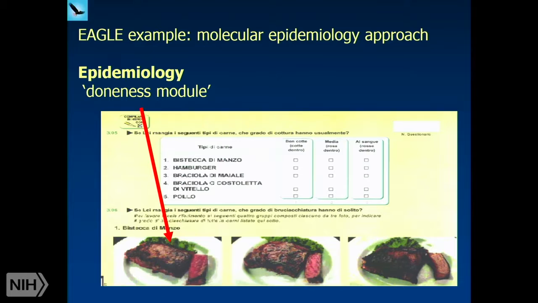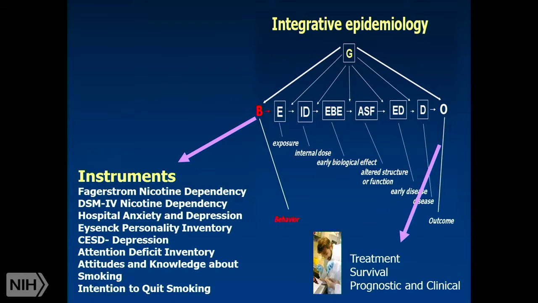So here are some of the instruments we included on the behavior side. The Fagerstrom test for nicotine dependency, I'll show you how we use that. And then tests and questionnaires related to anxiety, depression, personality, and other factors.